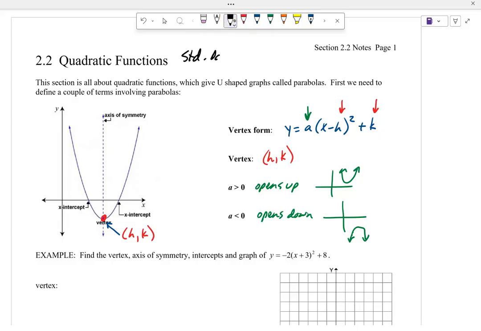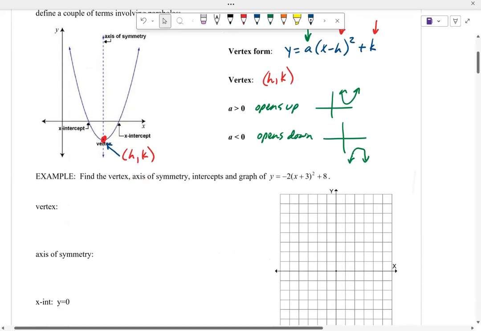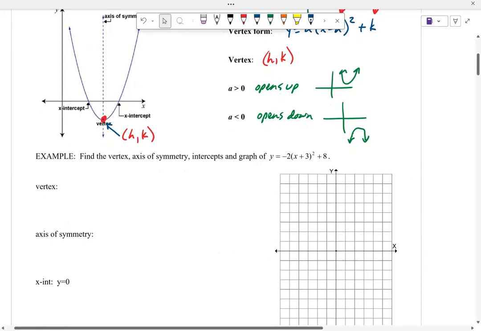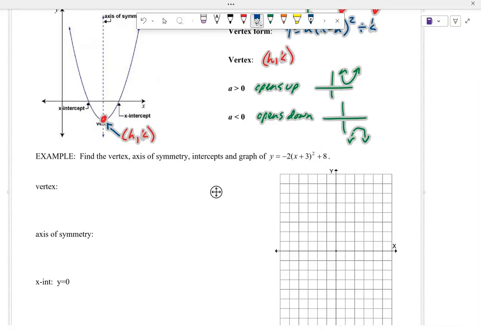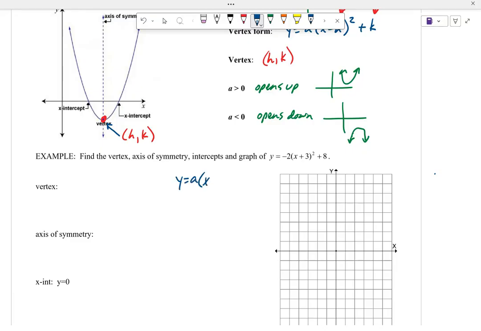The standard form of a quadratic is not as useful, but it's quadratic degree 2, ax squared plus bx plus c, right? That's our standard form, polynomial form there. Well, we're given an equation here, y equals negative 2 times the quantity x plus 3 squared plus 8. Let me write vertex form right above it. Let's see if we can identify and graph this thing.